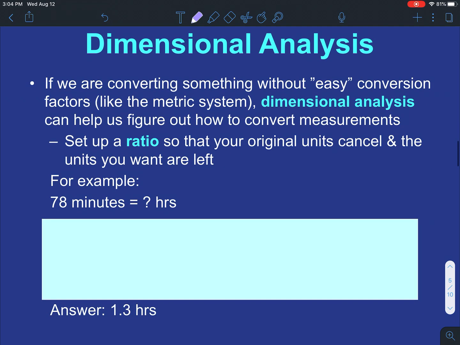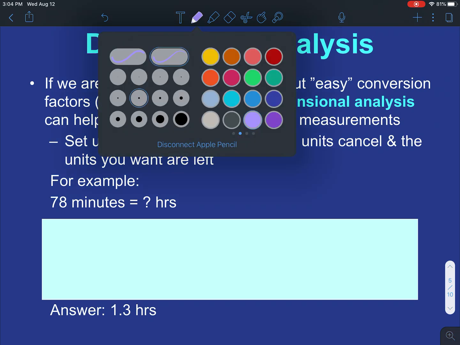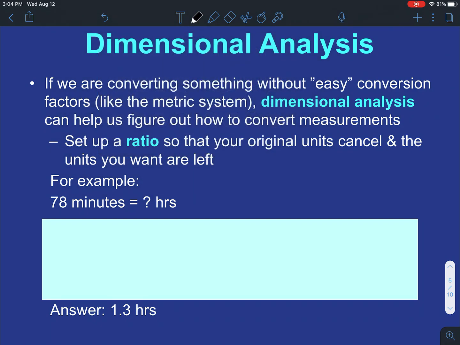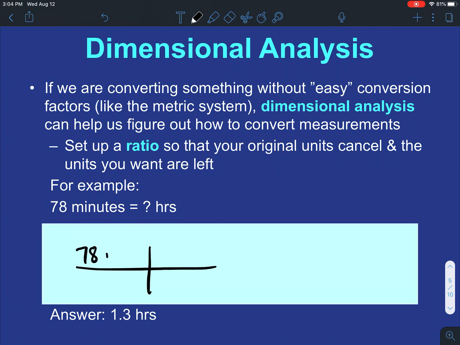Okay, so dimensional analysis is basically converting using the boxes that I just showed in the example above. So, for example, you want to convert 78 minutes into hours. In the very first box, you're going to put what was given, okay? And then you're going to forget about numbers, and you're just going to think about units. So I want to get rid of minutes. So thinking like in a math class, if I want to cancel that out, it needs to go diagonally across from the original. And then I want hours.